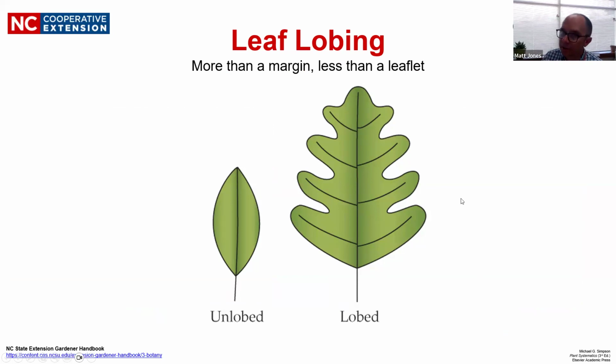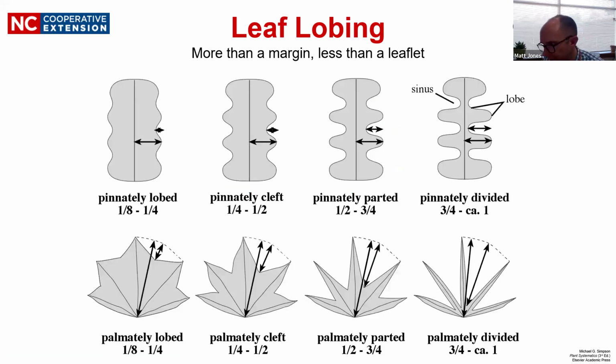Now, if you check the literature, there are technically specific ways to describe the degree of lobing. I left this here just for reference. If the sinus only goes up to a quarter of the way towards the center of the leaf, it's said to be lobed. If it's a fourth to a half, it's said to be cleft. A half to three quarters is said to be parted, and if it goes almost all the way to the midvein, it's said to be divided.